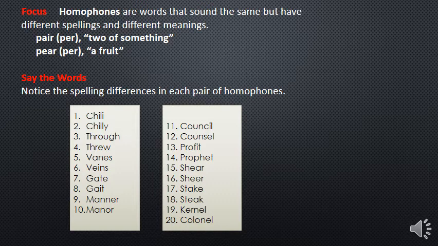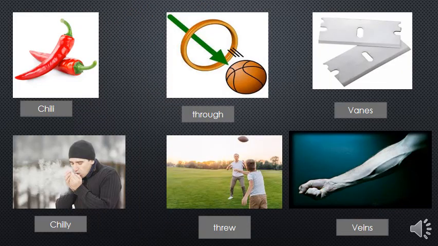We have chili, chilly, through, threw, veins, vanes, gate, gait, manner, manor, council, counsel, prophet, profit, shear, sheer, steak, stake, colonel, kernel. Let's start to discover the meanings of the words. Chili is the hot food that we have. And chilly, ending with Y, means being very cold.